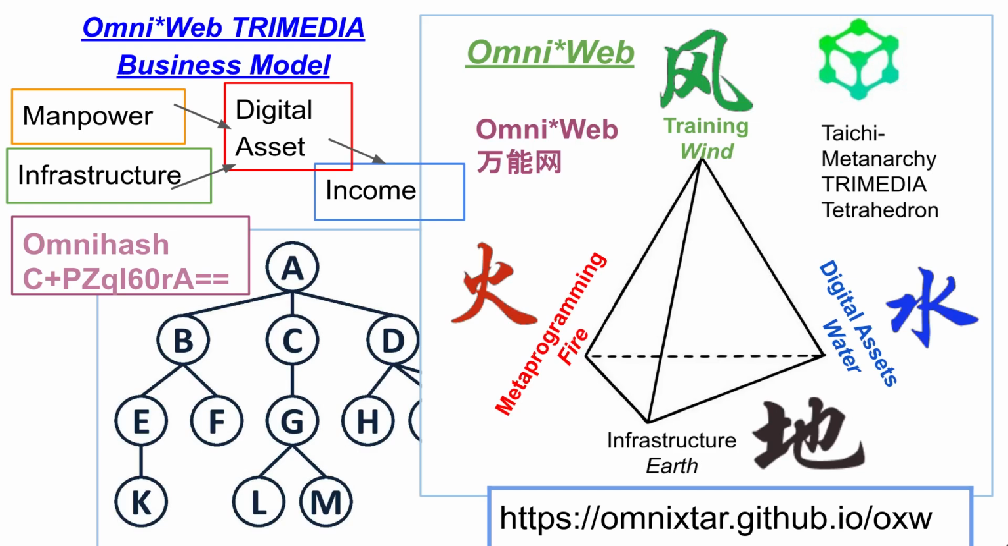What we have described about hyperhash tree merely covers perhaps around 10% of its full functionalities. In a previous video about Hilbert Hotel with an infinite number of rooms, we demonstrated OmniStar Web Trimedia business model, which stands for training, infrastructure, metaprogramming, and digital assets. As hyperhash tree is such a breakthrough concept on par with MerkleTree, we shall describe more of its functionalities based on OmniStar Web Trimedia model in future tutorials.